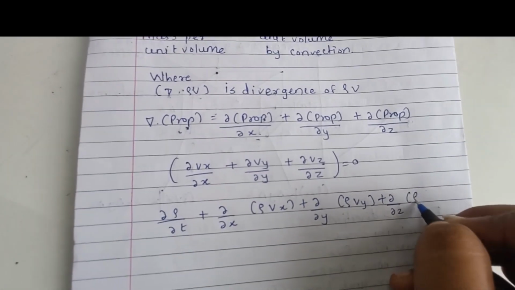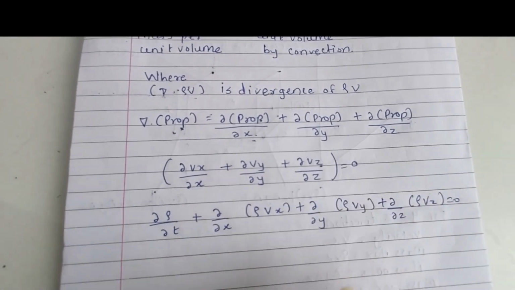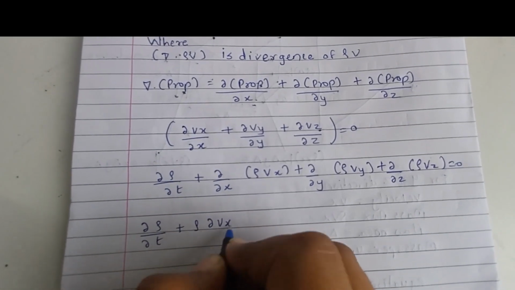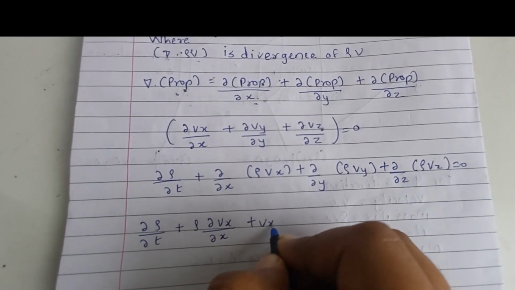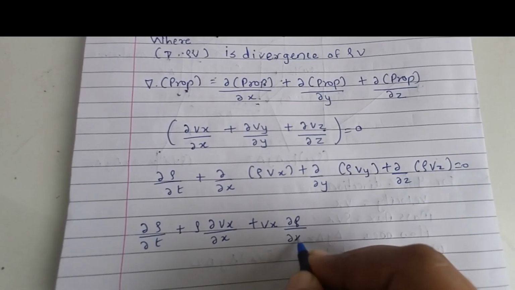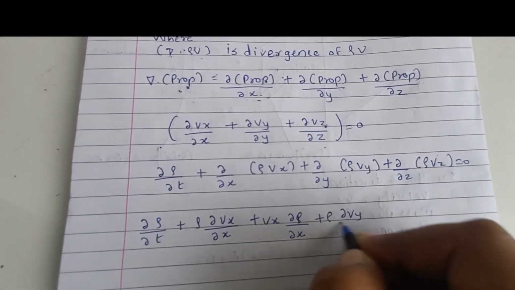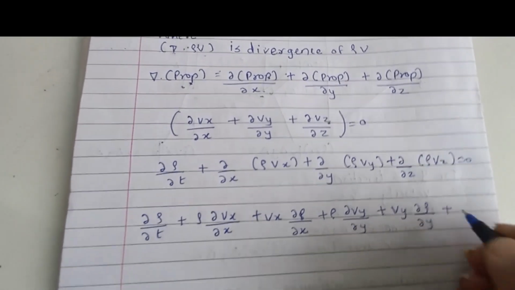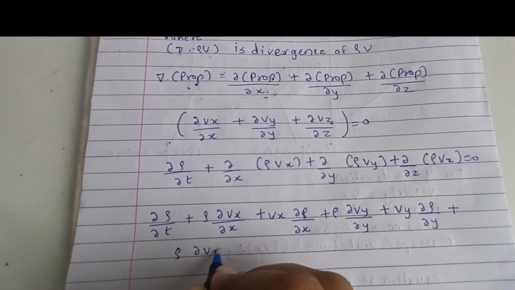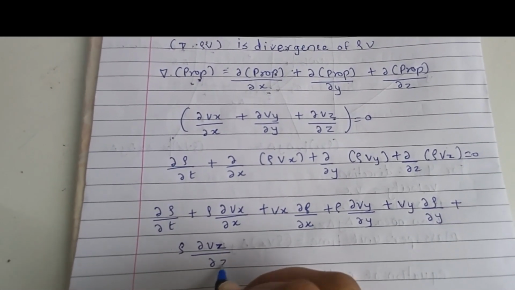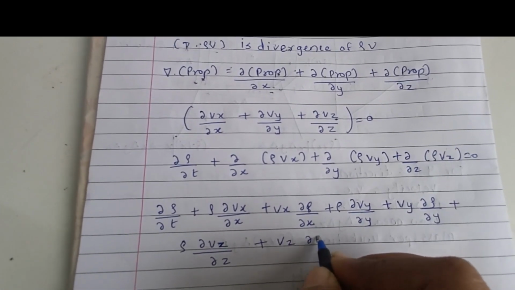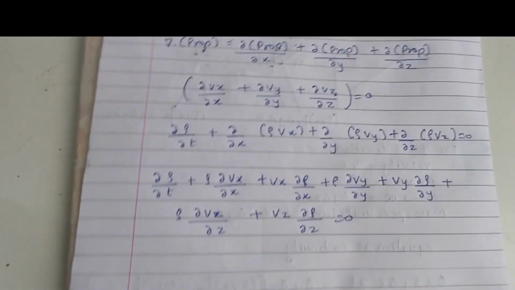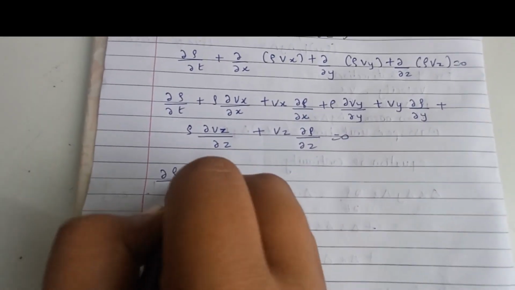So here del is the del operator that I have just mentioned, the net rate of mass addition per unit volume by convection. Here del is the divergence, where del dot rho v is the divergence of rho into velocity.